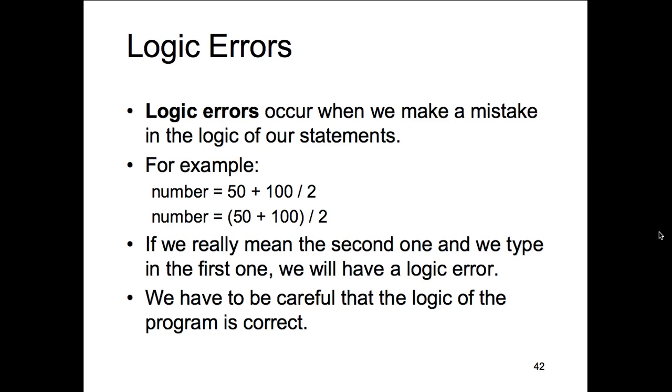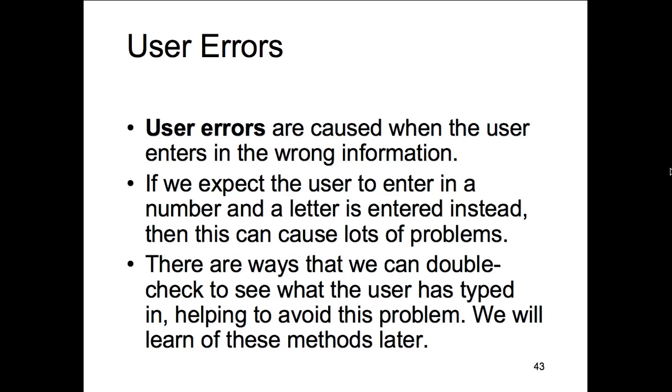We also have logic errors. Logic errors occur when you make a mistake with the logic of the statement. As an example, number equals 50 plus 100 divided by 2. Isn't that really 50 plus 100? We want to do this first. Otherwise, it's going to go left to right without any precedence rules. It doesn't know how to do math. It just knows what you're telling it to do, and you're telling it to do it this way. So really you want the second one, but you typed in the first one, so you got a logic error. So be careful of logic errors in a program. It's probably the worst thing to catch, the worst thing to actually correct.